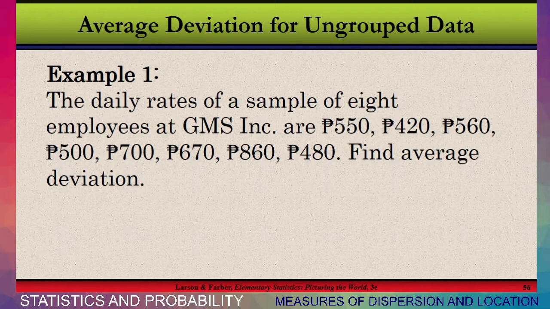So since yung ating example ay binanggit kung anong gagamitin natin, kung sample or population, gagamitin natin ay sample since nakalagay dito ay sample of 8 employees. Okay? So sample yung gagamitin natin, nakalagay din kung ano yung compute natin, so yung compute natin is average deviation. Next, since yung ating given data is data set, wala namang given na class limit at frequency, so ungrouped data to. Okay?